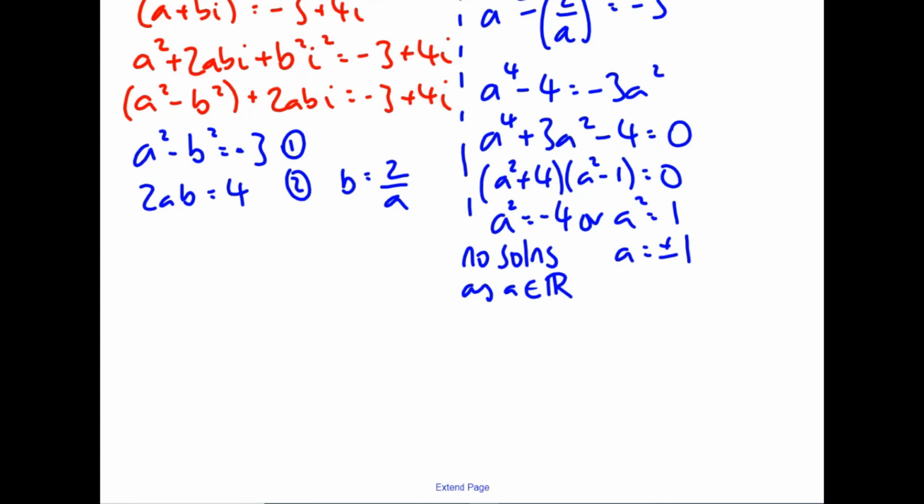If I take that and substitute it in to work out b, then when a is 1, you get b is 2, and when a is minus 1, you get b is minus 2. That tells you the solutions to these, the square roots of this complex number, are 1 plus 2i, or minus 1 minus 2i.